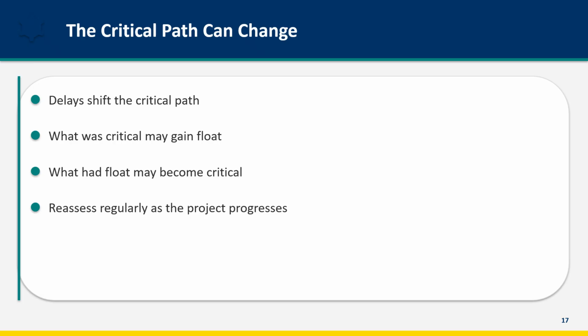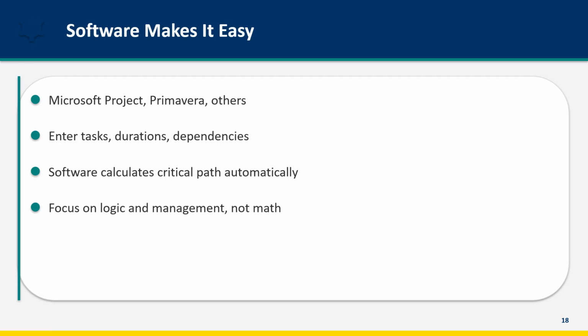Your scheduling tool should recalculate automatically when you update task progress. Review the results. You don't need to do these calculations by hand. Scheduling software like Microsoft Project, Primavera, and many others perform critical path analysis automatically. Enter your tasks, durations, and dependencies. The software calculates early start, late start, float, and identifies the critical path. Update progress, and it recalculates. Your job is to ensure the logic is correct and to manage based on the results, not to do arithmetic. Understand the concepts so you can interpret what the software tells you.